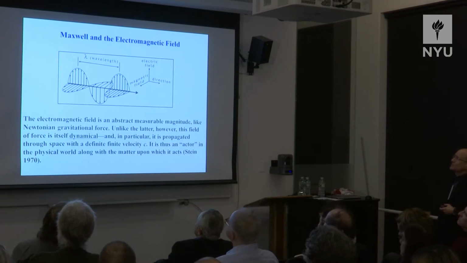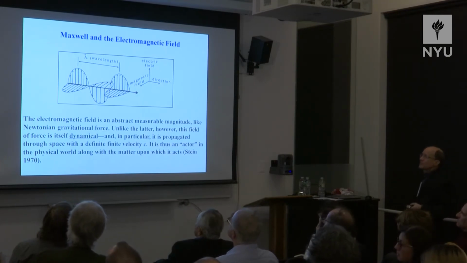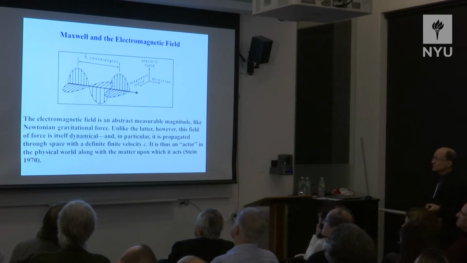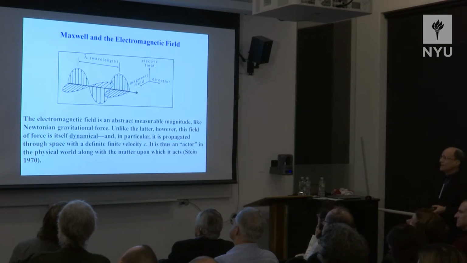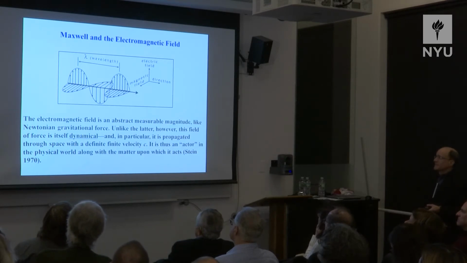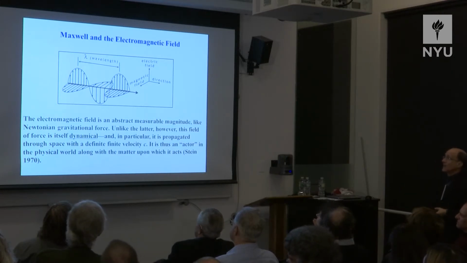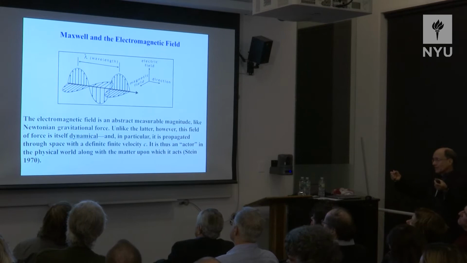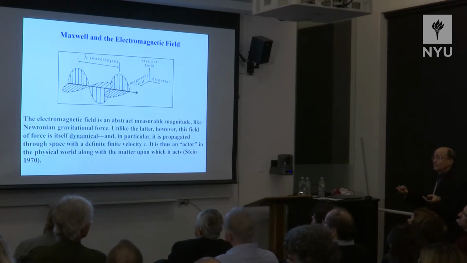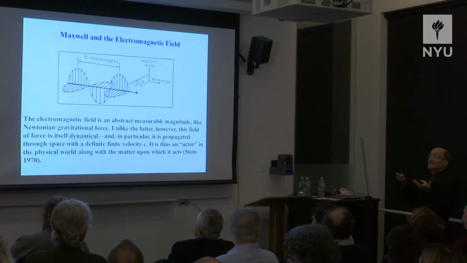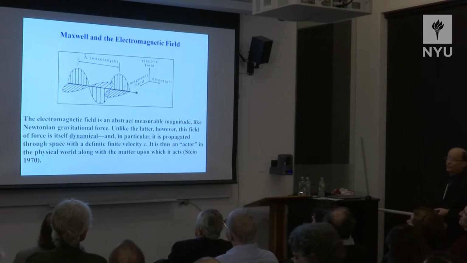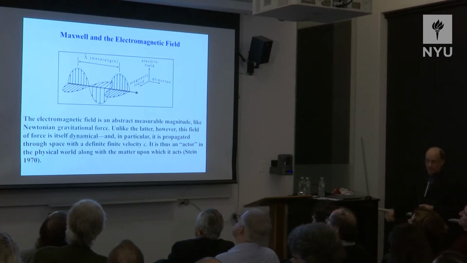So first, let's talk about Maxwell and the electromagnetic field. It is an abstract measurable magnitude like Newtonian gravitational force. Unlike the latter, however, this field of force is itself dynamical, perhaps not the happiest idea, but what it means is it is propagated through space with a definite finite velocity. It is thus an actor in the physical world. It exchanges momentum with other things. Just like in the Newtonian world, the massive bodies exchange momentum, but the gravitational field is just an instantaneous, if you like, static thing, and so it isn't an actor in this sense. But the electromagnetic field is, and that's connected with its finite speed of propagation.